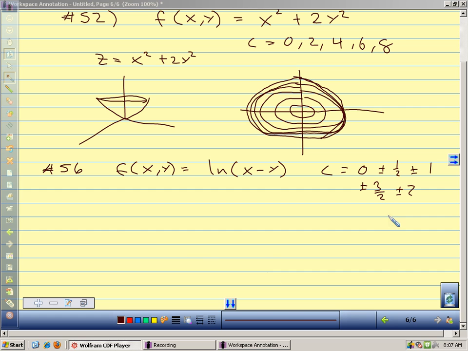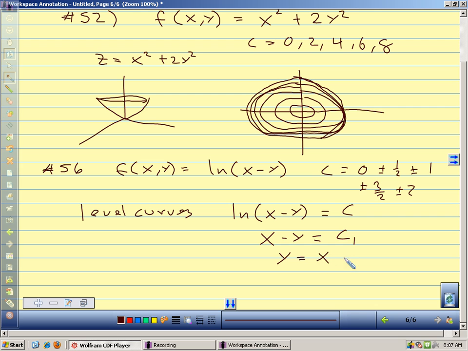So what are our level curves going to be? We set x minus y equal to our constant. So we get x minus y equals some other constant. So y equals x minus our constant. And we're letting our constants be 0, plus or minus 1/2, plus or minus 1, plus or minus 3/2, plus or minus 2.